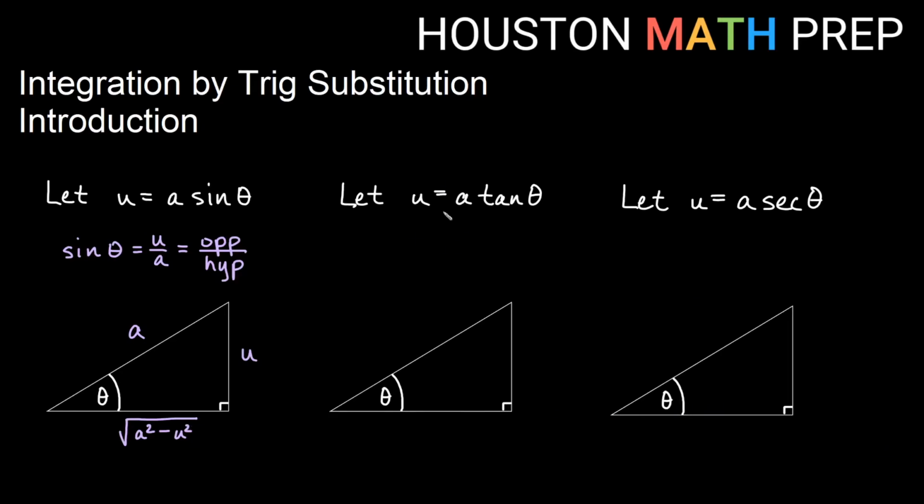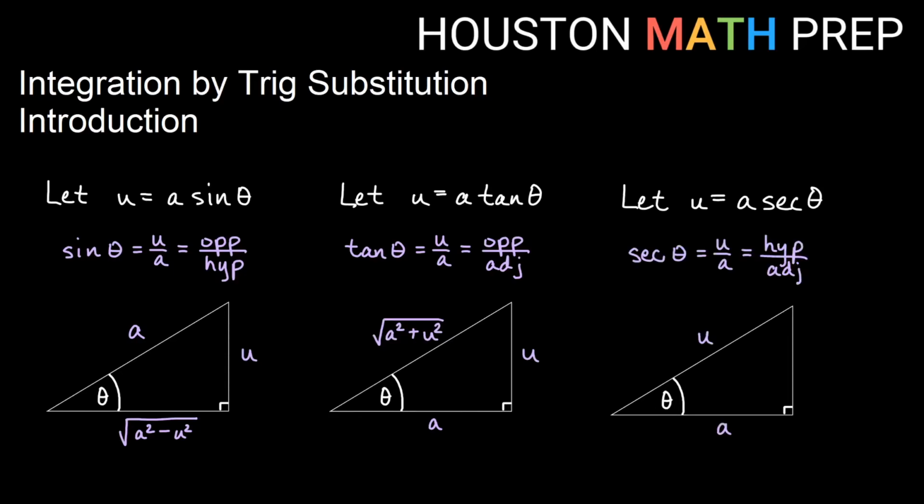For the second one, if u is equal a tan theta, if we divide both sides by a, then you get tan theta is u over a, and remember tan theta is opposite over adjacent in a right triangle. You could do a similar thing and then solve for the third side of the triangle using Pythagorean theorem. For secant, similar idea, divide both sides by a. Secant would be u over a, and that's hypotenuse over adjacent in the case of secant, and then you could solve for the third side of the triangle using Pythagorean theorem there as well.